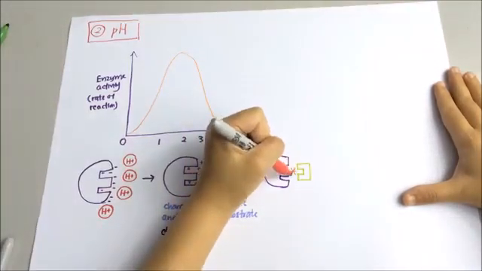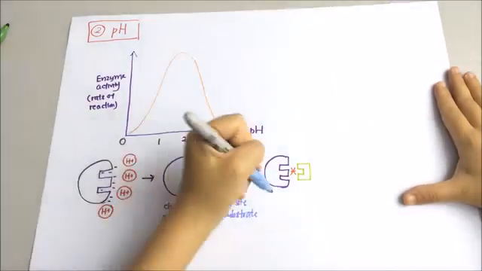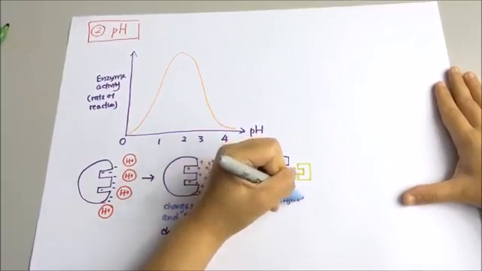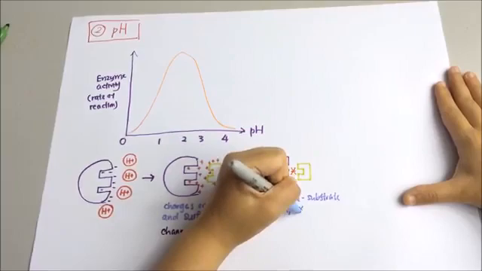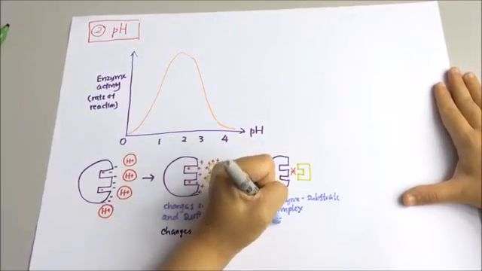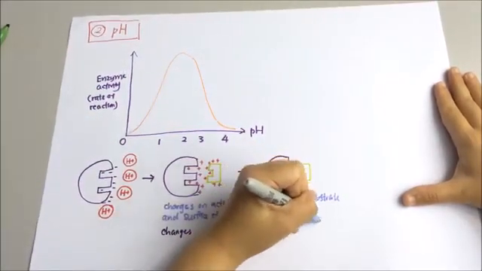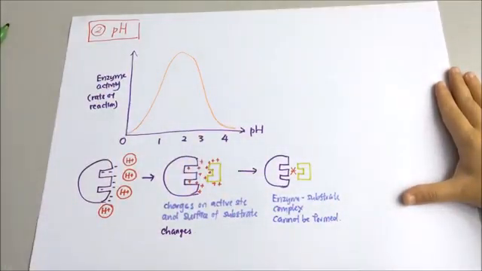And no reaction can occur. So remember, any changes in pH above or below the optimum will quickly cause a decrease in the rate of reaction because of the change of the charges on the active site.